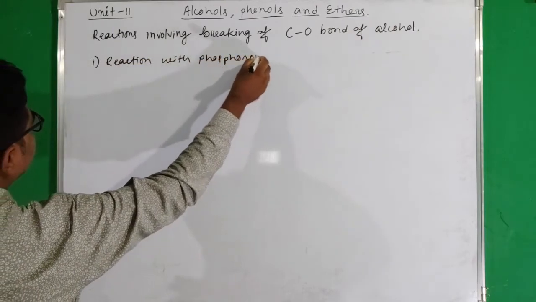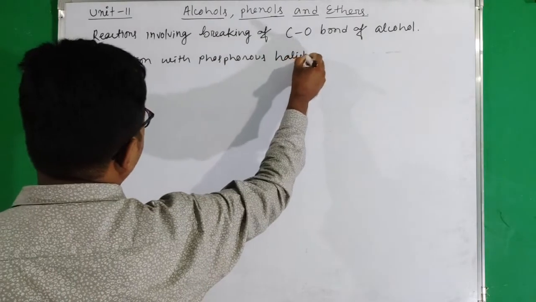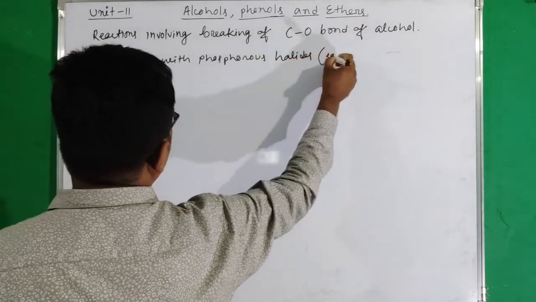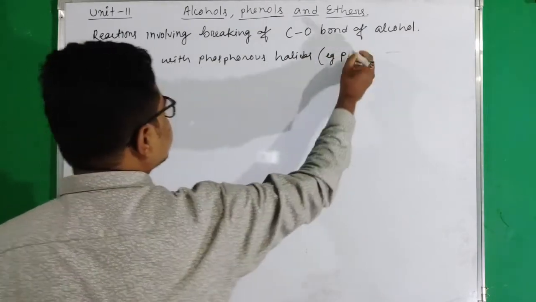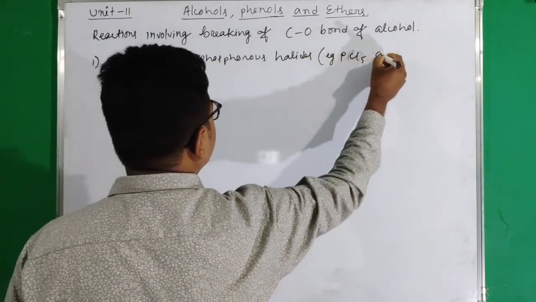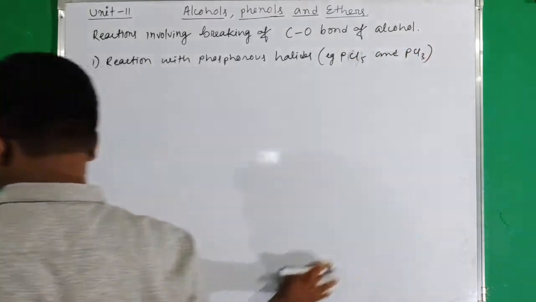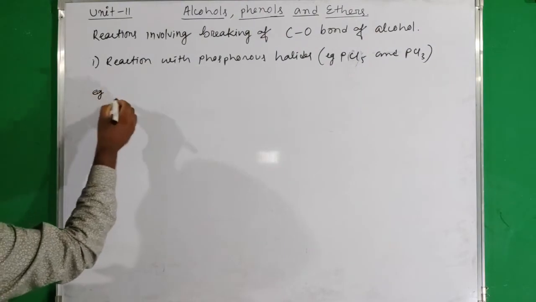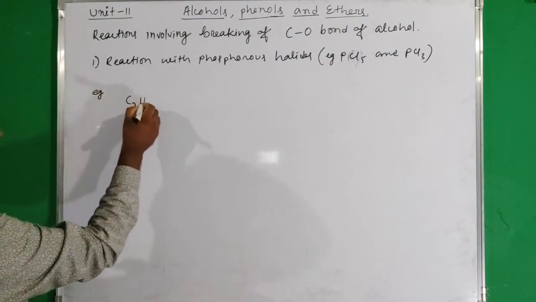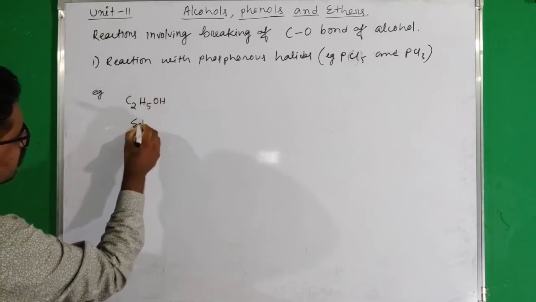phosphorus halides, as for example PCl5 and PCl3. Okay, suppose we have taken ethanol.